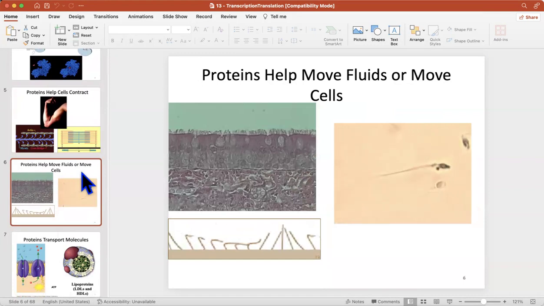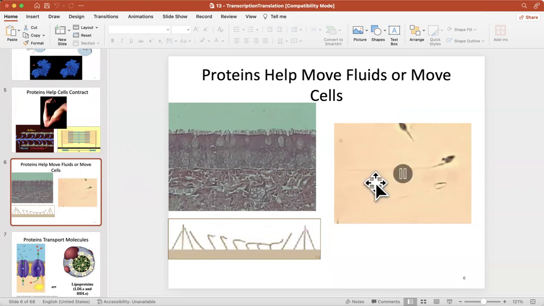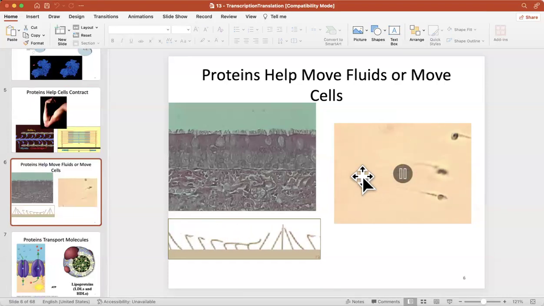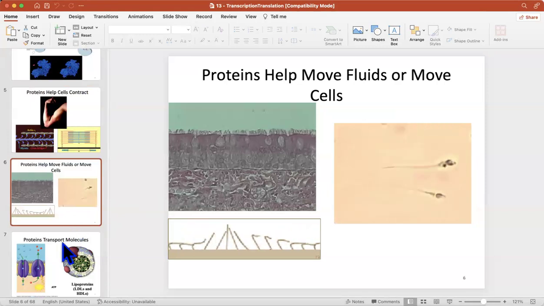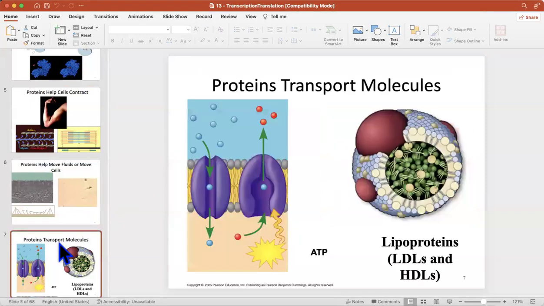And proteins help move. We talk about the cell organelles. You have the microvilli, which increase the surface area, and also you have the cilia. Cilia is the one that really can move. And this is a flagellum. A flagellum is one big tail that can move. So protein helps move.